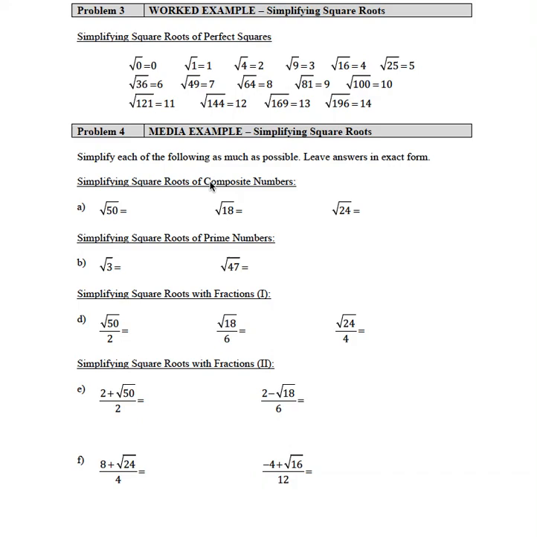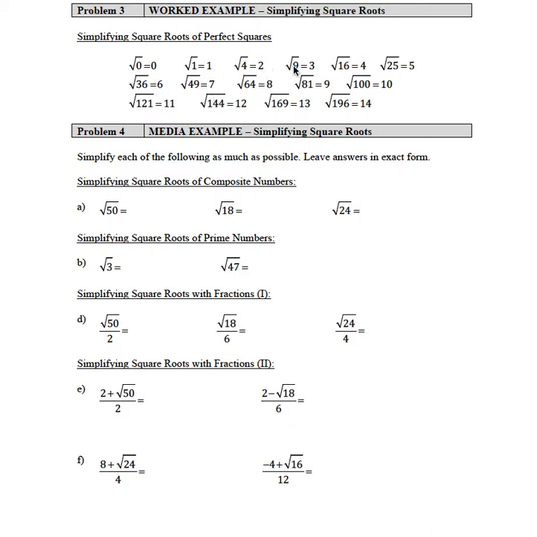This problem, problem 4, we're going to be simplifying square roots, and you are going to be working a lot with square roots as you work with the quadratic formula in this lesson. So I've included the square roots of perfect squares from problem 3 here, so you can start to get used to the values in these tables.